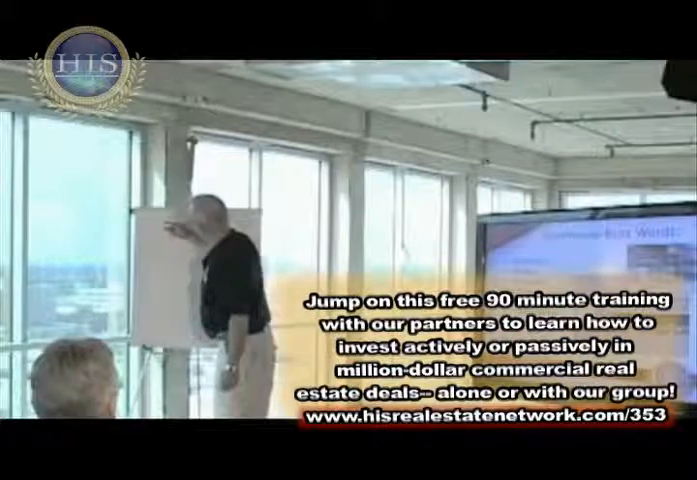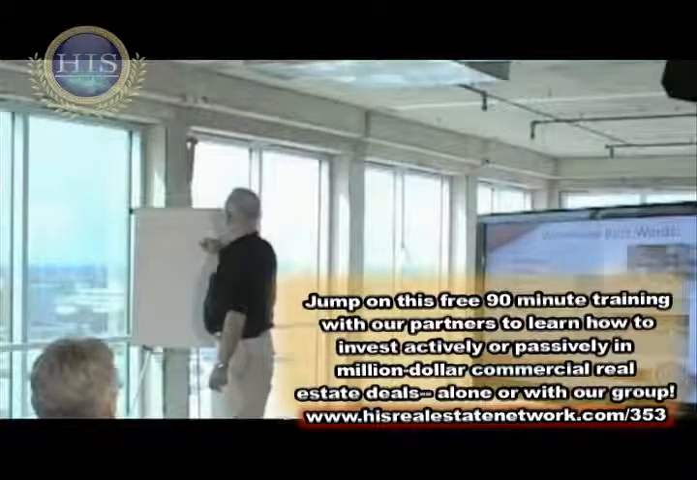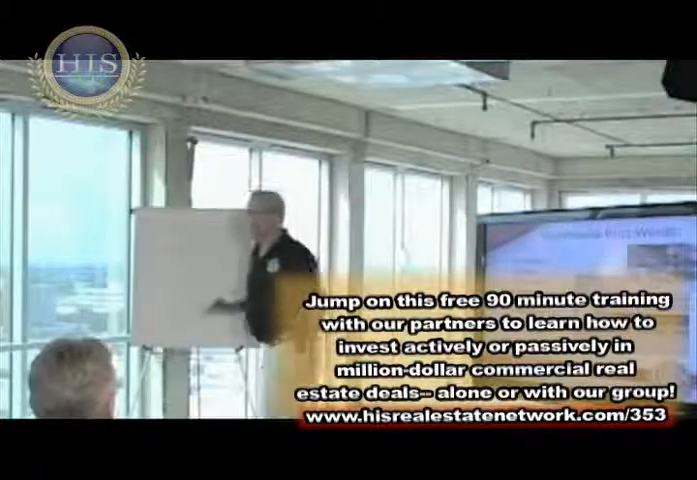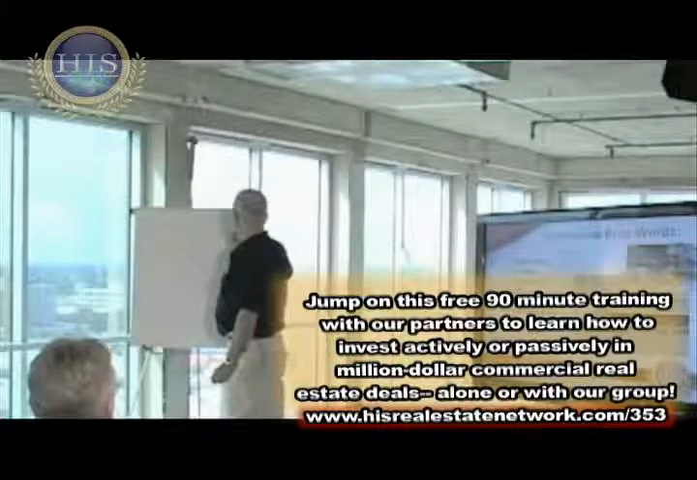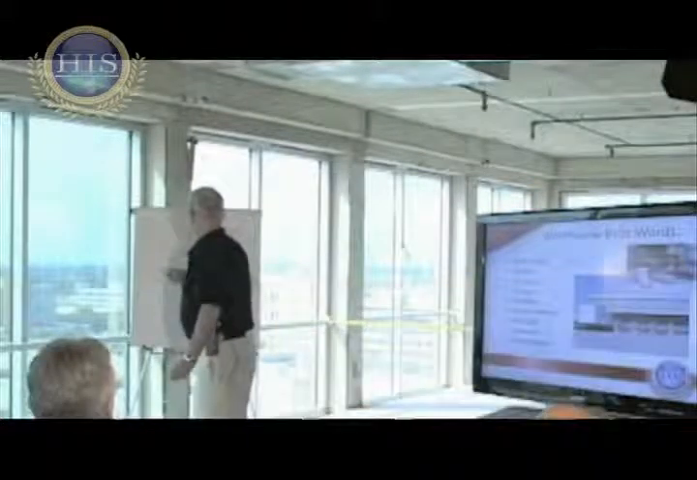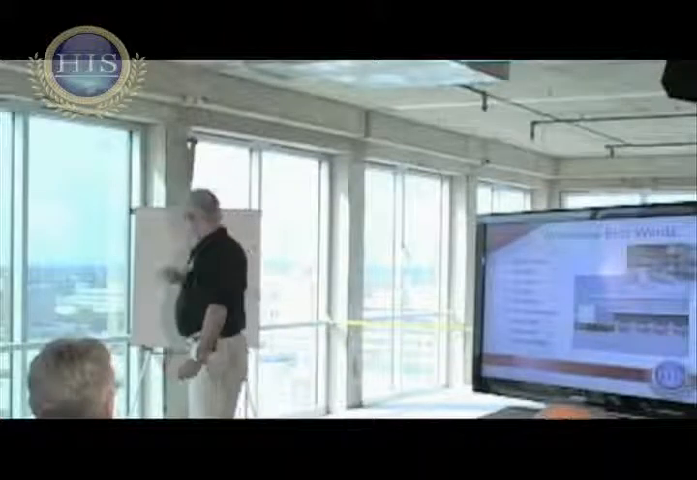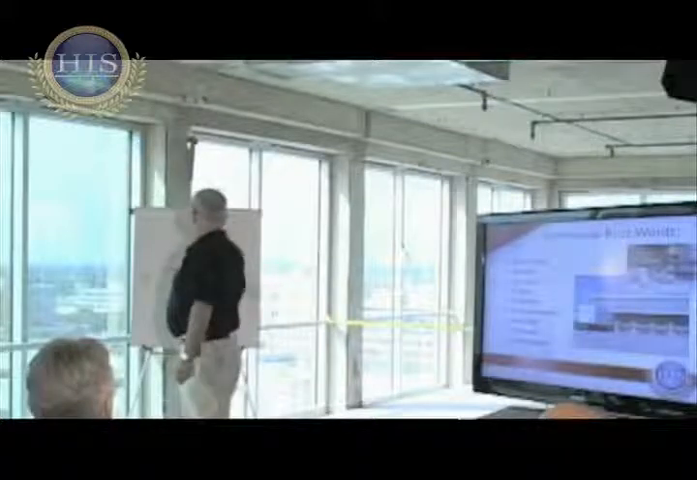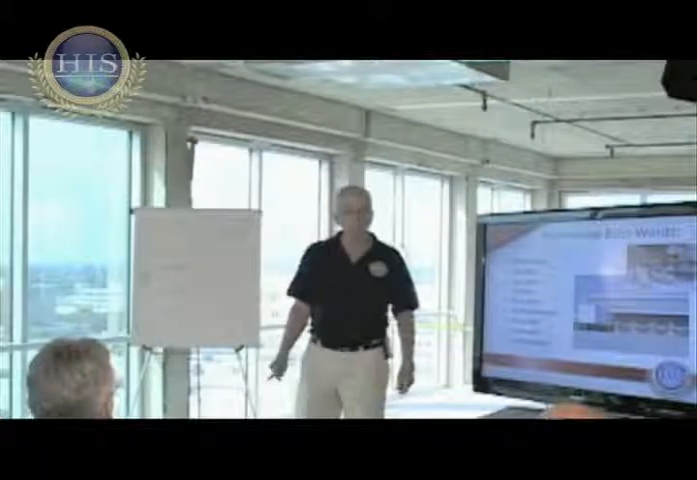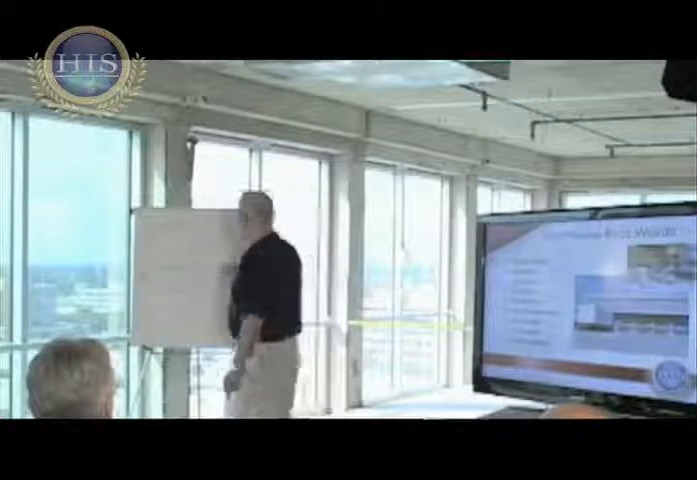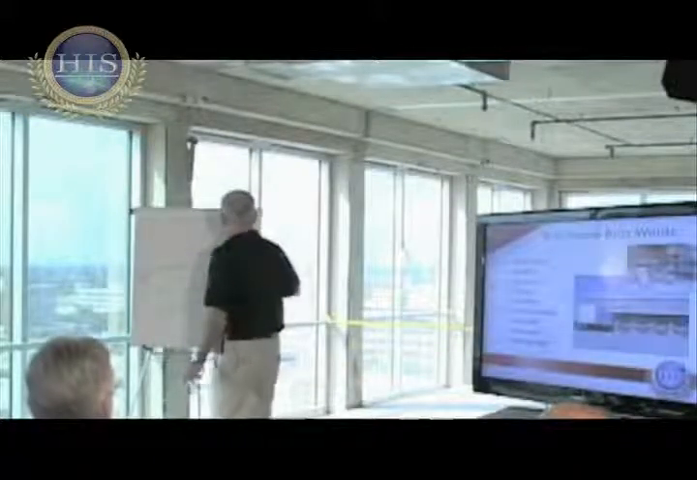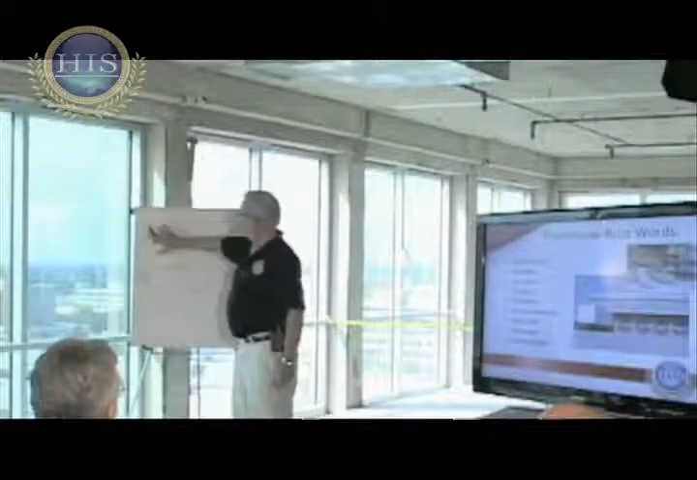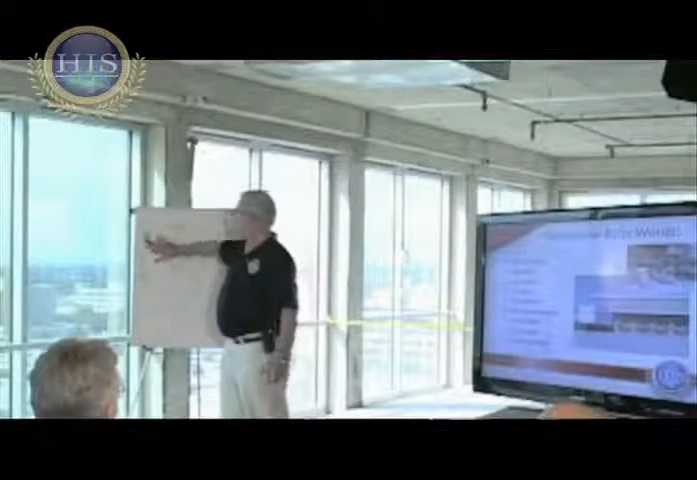If you're going to build a building, and you build a square building that's 100 by 100, how many square feet do you have in that building? 10,000. If you were going to build another building that's, let's say, 50 feet by 200, how many square feet do you have in that building? 10,000.